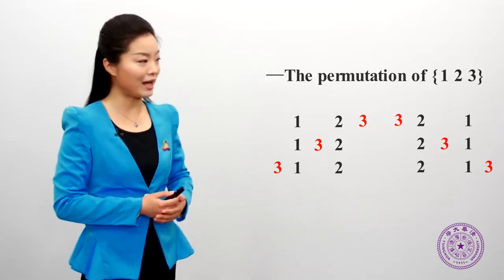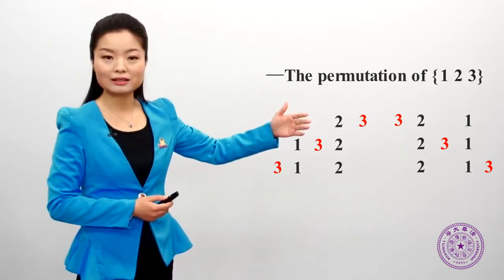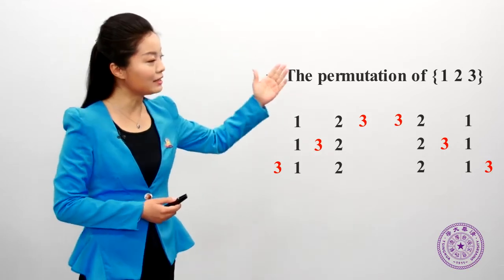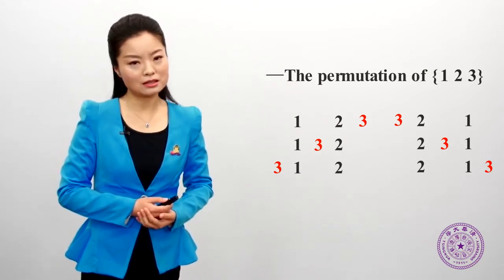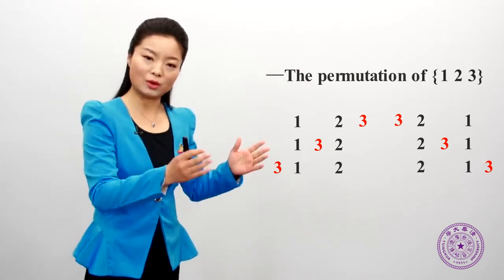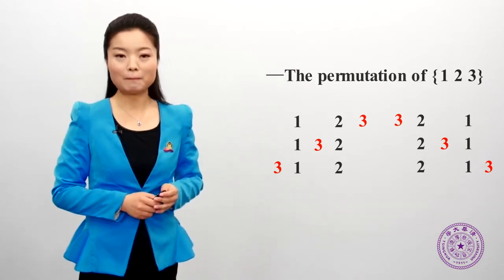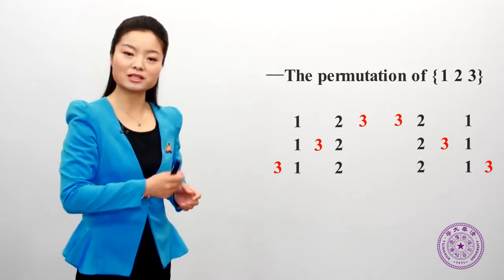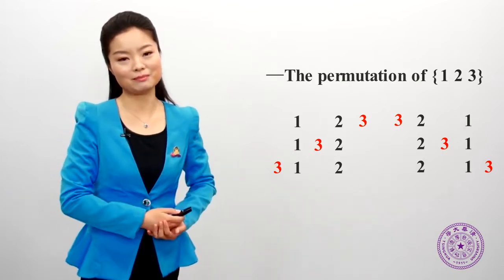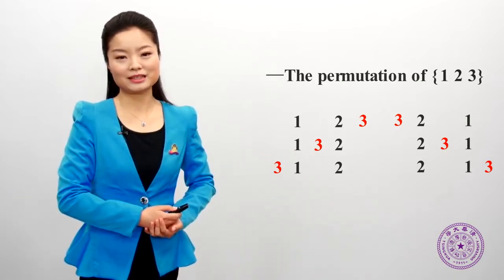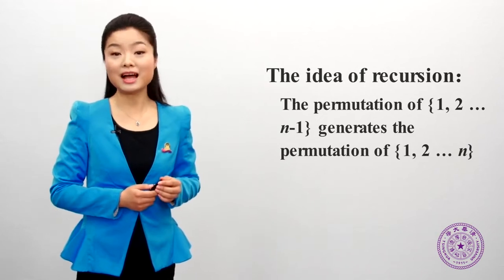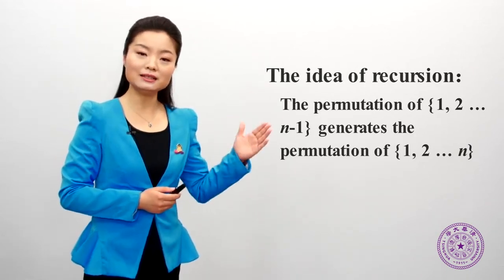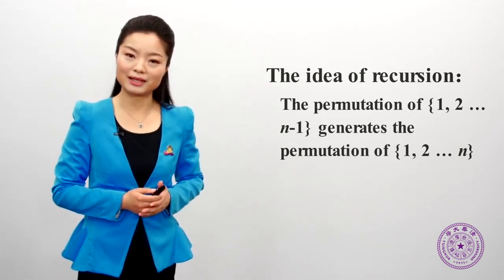Similarly, for any permutation of 2, for example 2, 1, we could move 3 from left to right. We could discover that by inserting a new element into a shorter permutation, we could get a longer permutation. For those who studied computer science, we should know that this is the idea of recursion. It could generate permutations of n from permutations of n minus 1.